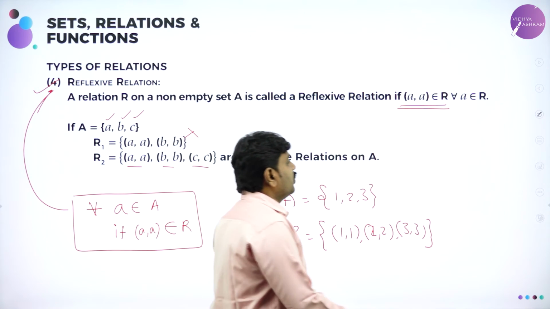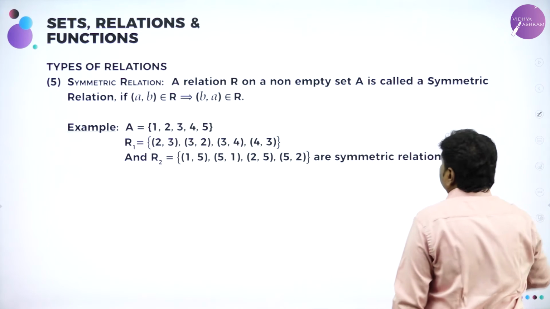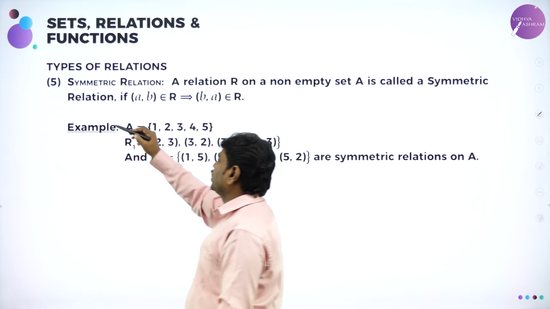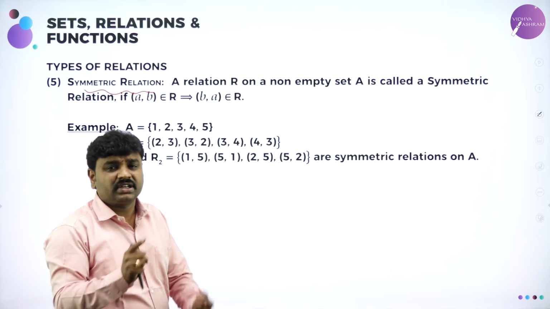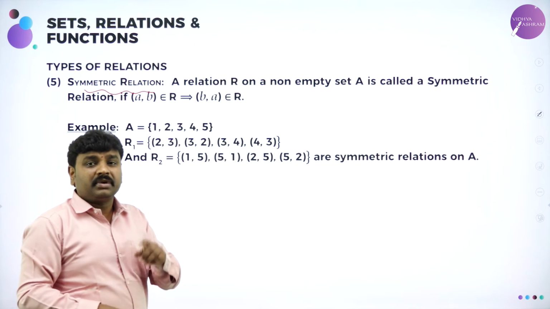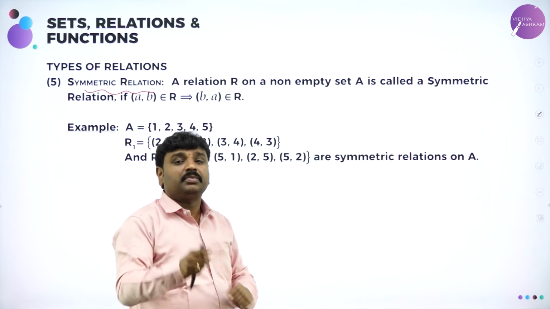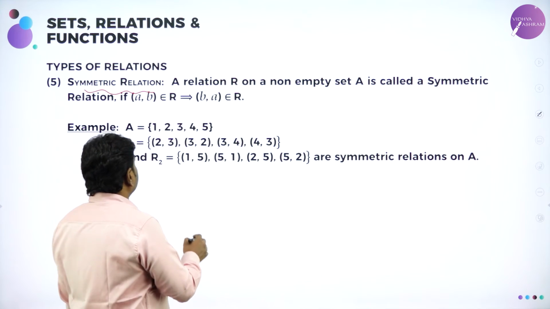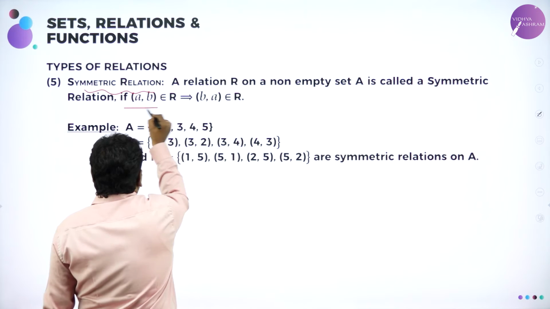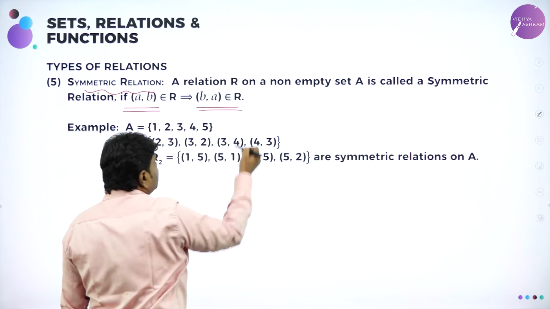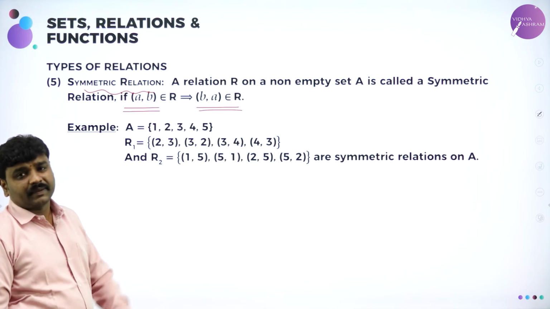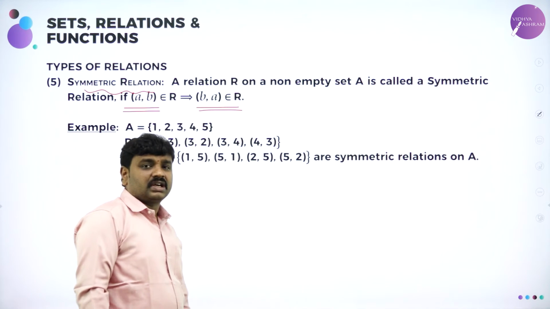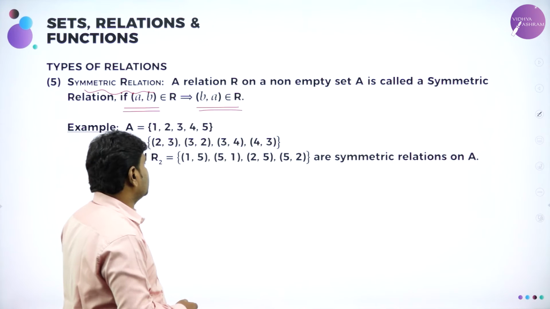Other than reflexive we have symmetric. The next one is what? Symmetric relation. Very interesting. If you have an ordered pair in the relation, its reverse also should be present. It means if A is related to B, then B should be related to A. So here we say like this: if (a, b) belongs to R, that implies (b, a) also should belong to R, then we say R is symmetric. If an ordered pair is present in the relation, then its reverse also should be present in the relation.